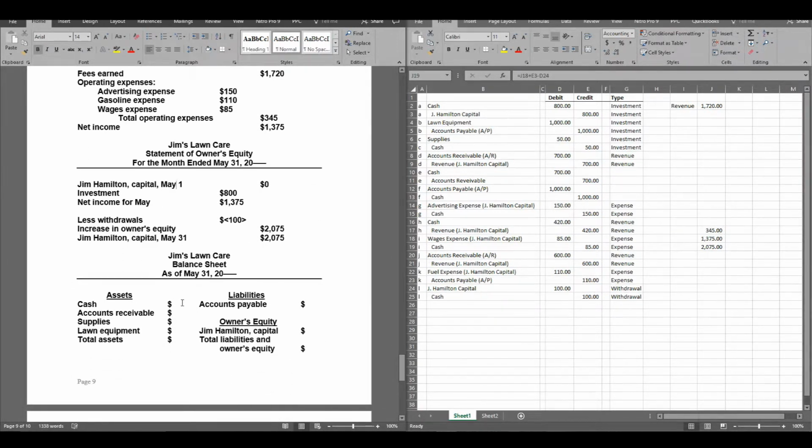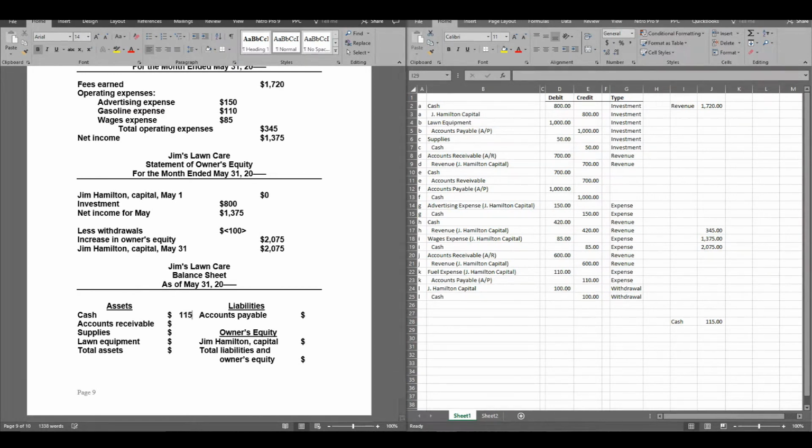Now let's look at our balance sheet. Okay, so what we have to do is we have to look at everything that affected our cash account. So cash, here we have an addition to cash here. There's cash again. We subtracted cash here. We added cash here. We subtracted cash here and here and here and here. So our cash account is $115.